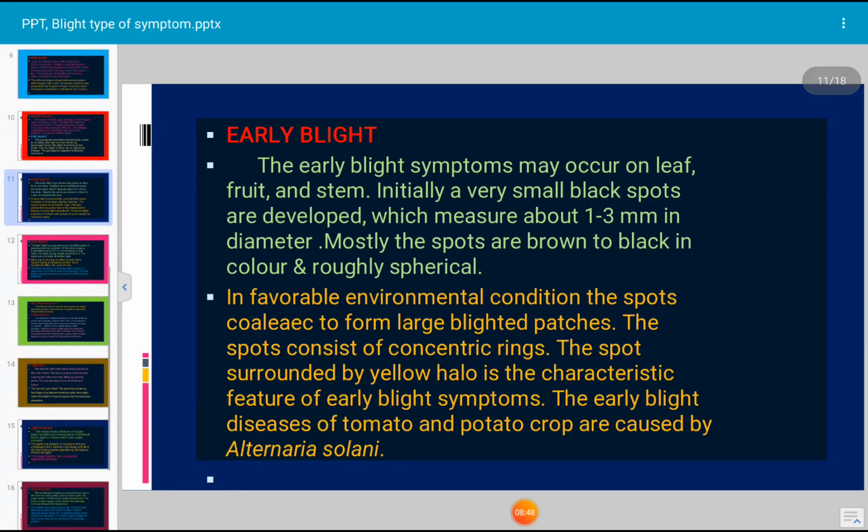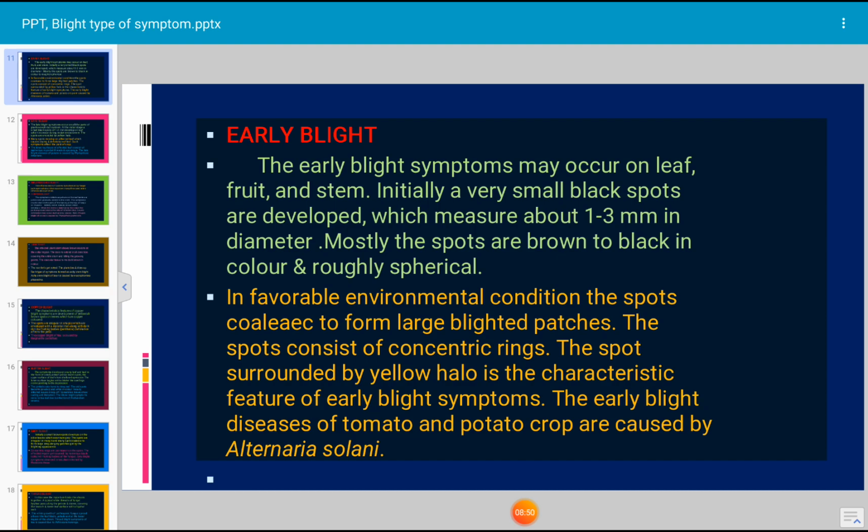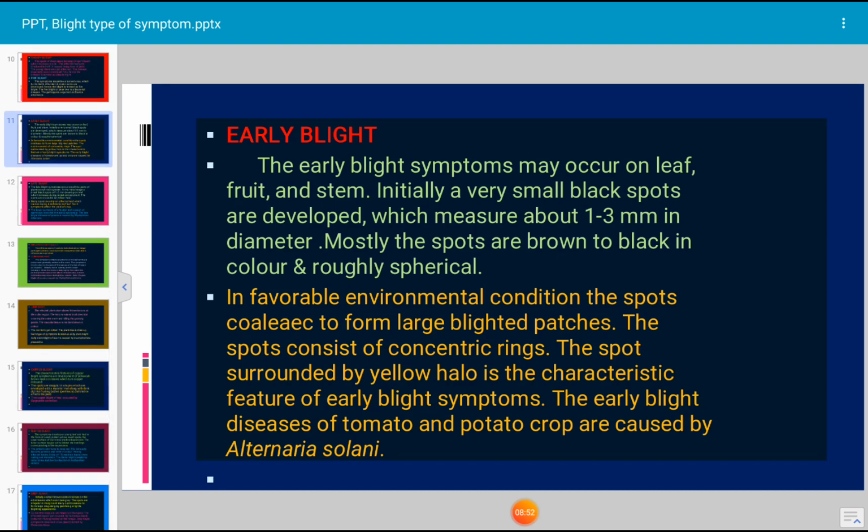This is early blight. The early blight symptoms may occur on leaf, fruit, and stem. Initially, very small black spots develop on the leaf, which measure about 1 to 3 mm in diameter. Mostly the spots are brown to black in color and roughly spherical. In favorable environmental conditions, the spots merge to form large blighted patches. The spots consist of concentric rings.